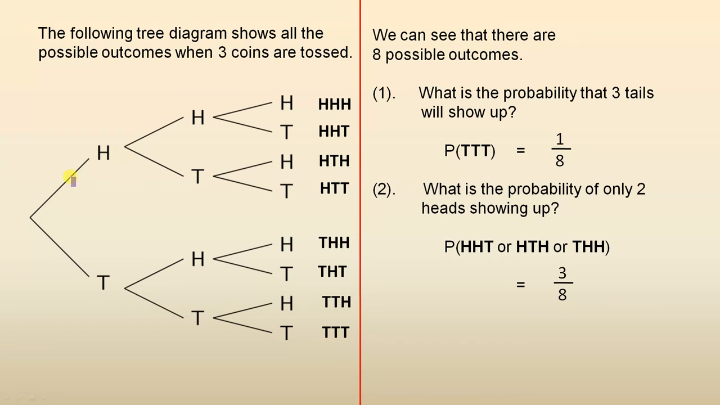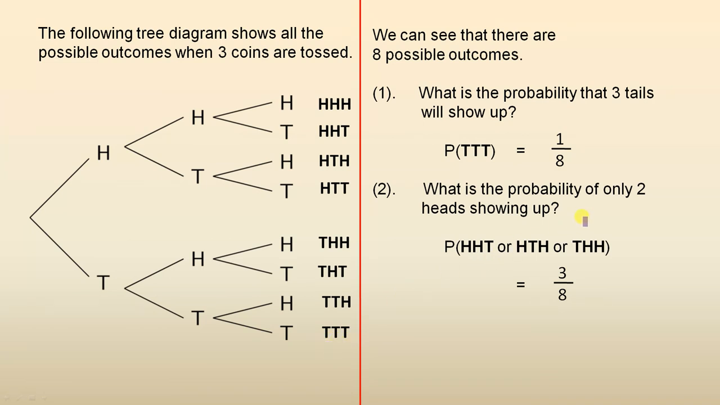And then with your reading, HHH, HHT, HTH, HTT. So there are 4 possibilities, then you've got those 4 there. We can see that there are 8 possible outcomes. Just a couple of questions. What is the probability that 3 tails will show up? Well, that's the only possibility there, which is 1 over 8. Because there it is there. There are 3 tails, and it's 1 chance in 8.